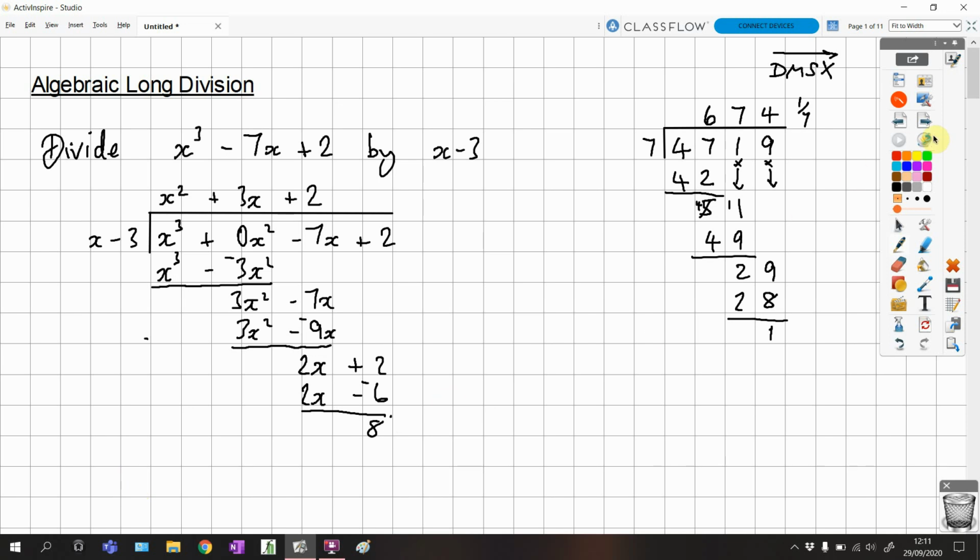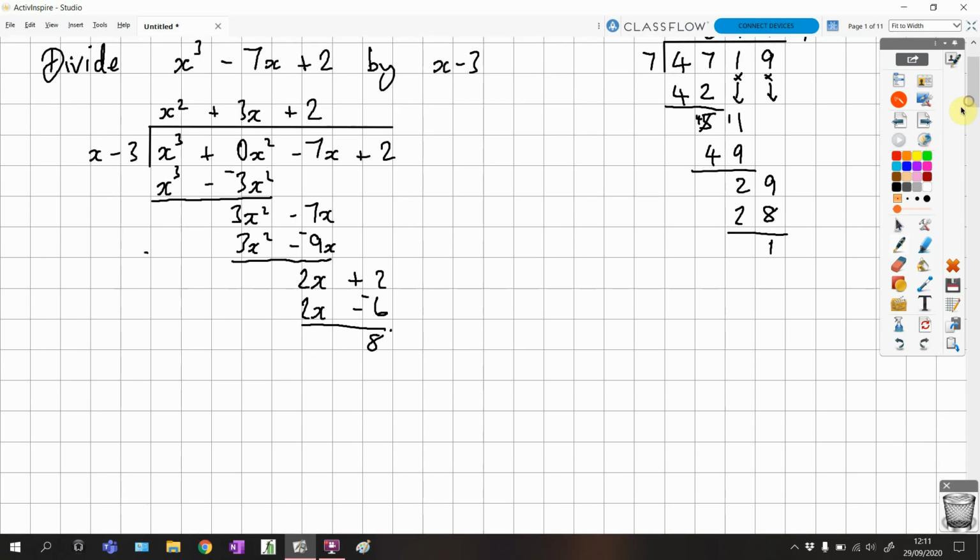So what I've discovered is the following. x cubed minus 7x plus 2 all over x minus 3 is equivalent to x squared plus 3x plus 2 with a remainder of positive 8 out of x minus 3.